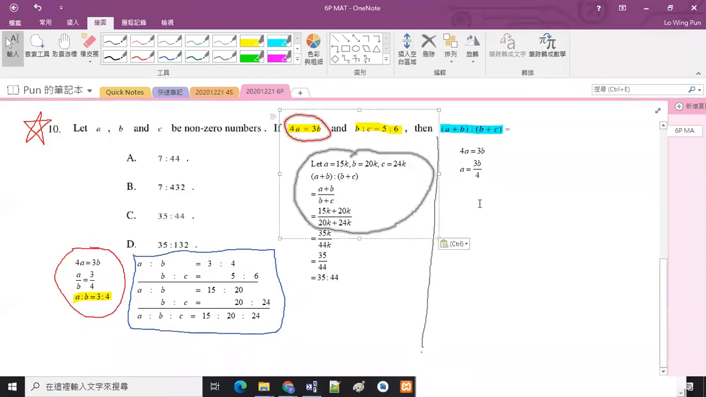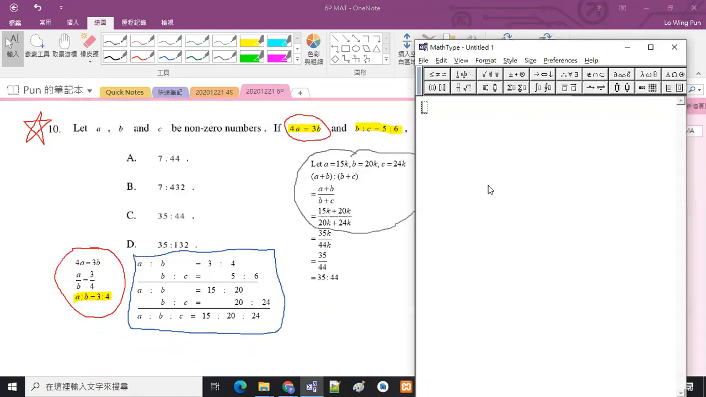This is method 2. And then starting from the ratio, and change this to fraction. And I want, so just multiply the denominators to the opposite side. I want to express C in terms of B. So C is equal to 6B over 5. Can you get this?